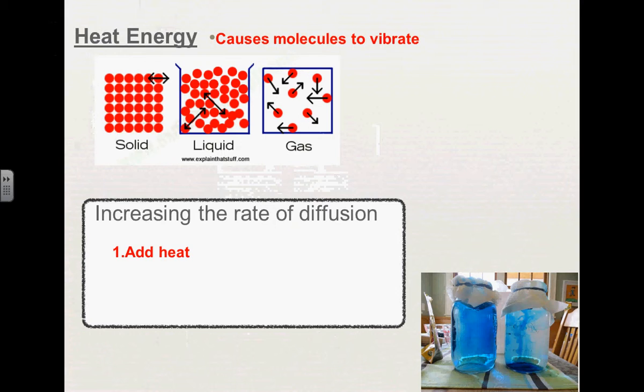All right, let me move on here for a minute while I'm waiting. The other thing that can increase how quickly molecules diffuse is the surface area that they are moving through. This is another factor that's important in the human body, the surface area.